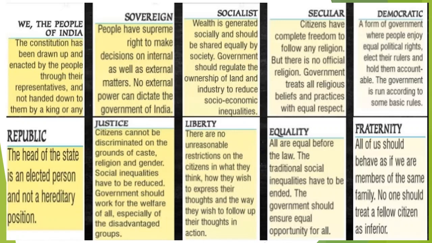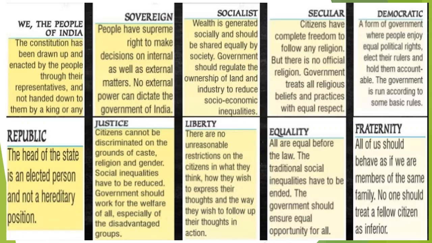Sovereign: people have supreme right to make decisions on internal as well as external matters. No external power can dictate the government of India. Socialist: wealth is generated socially and should be shared equally by society. Government should regulate the ownership of land and industry to reduce socio-economic inequalities.